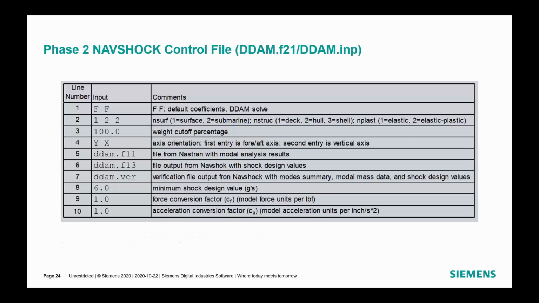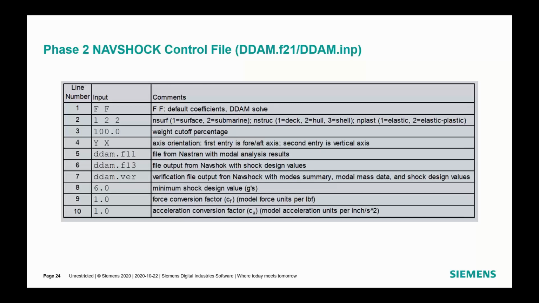This is an example of what the NAVSHOCK control file looks like. Femap out of the box is going to name it DDAM.f21. I frequently will rename this thing. There's an issue now related to if you do select modes, it expects the file to have a .inp suffix. So we'll talk a little bit about that, but it's a simple file, right?